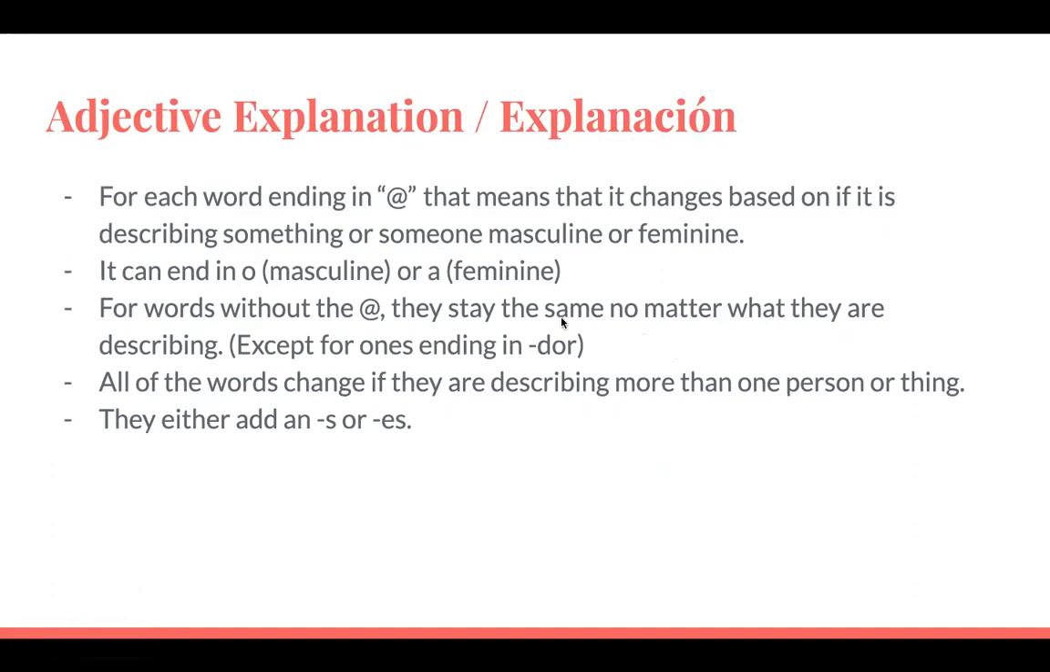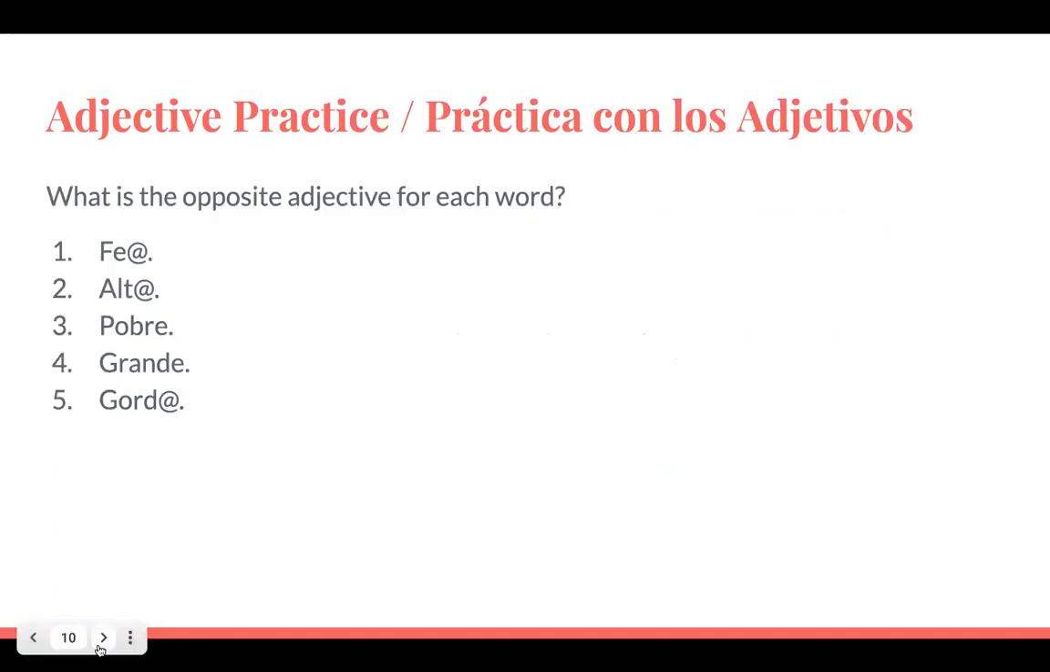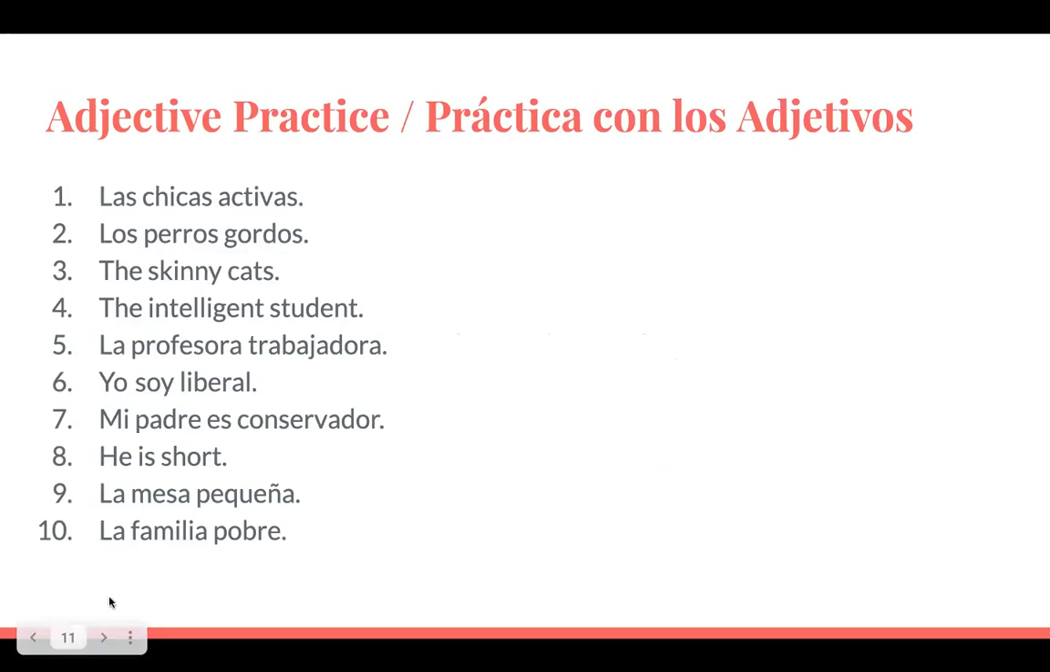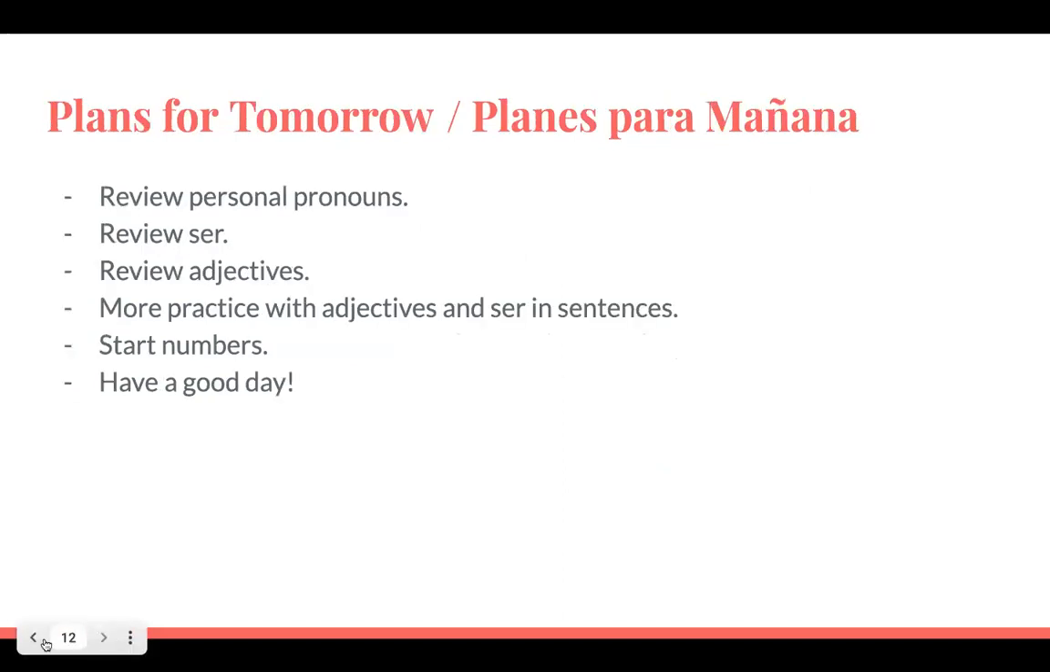And then I explained the trabajador and the trabajadora. And all the words change if they're describing more than one person or thing. So that's like add the S or the ES. It's kind of like the pluralization. But if the noun is plural, you have to make the adjective plural. And like I said, they either add an S or an ES. And then I had practice here. Yeah, I had like a bunch of practice there.